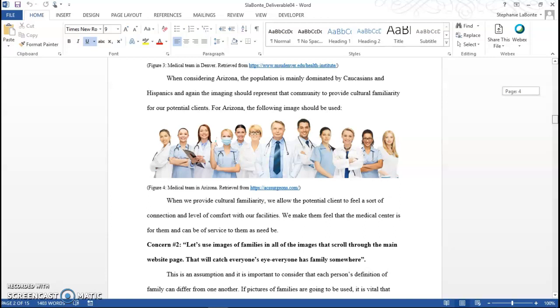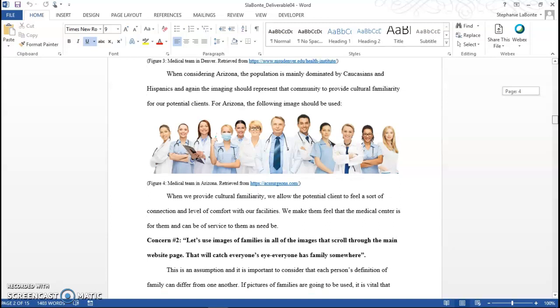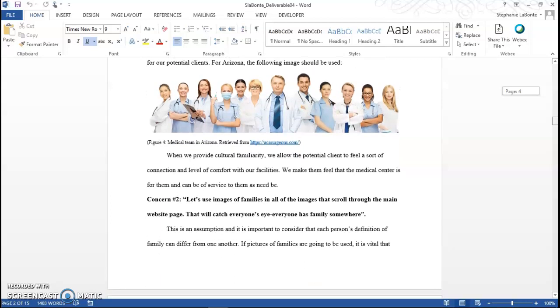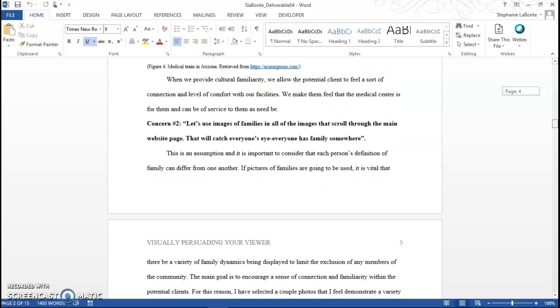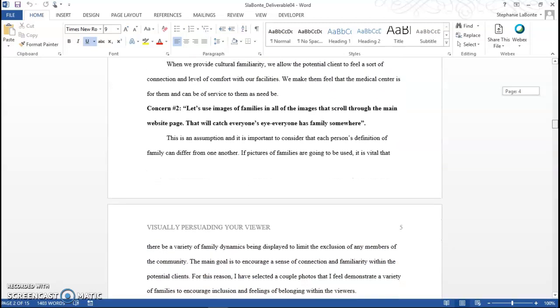When we provide cultural familiarity, we allow the potential client to feel a sort of connection and level of comfort with our facilities. We make them feel that the medical center is for them and can be a service to them as need be. Concern number two, let's use images of families in all of the images that scroll through the main website page. That will catch everyone's eye.